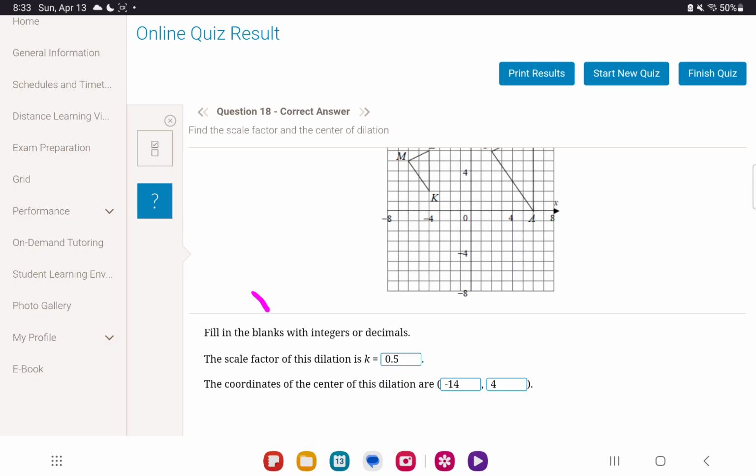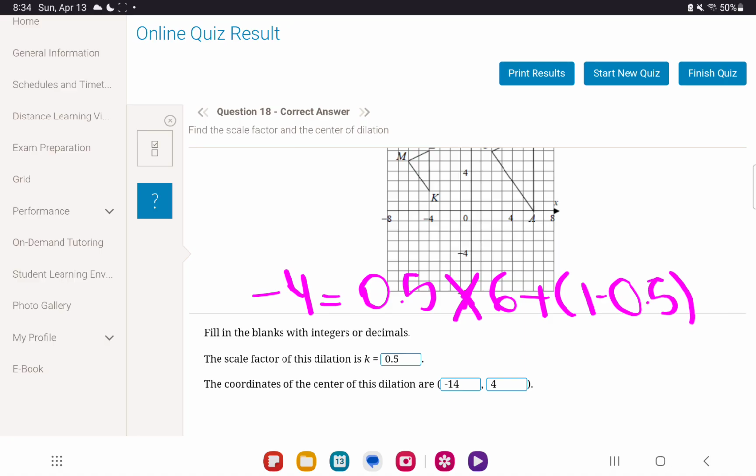So x prime, which is minus 4, equals k, which is 0.5, times x, which is 6, because like we said, it's times the normal one, 6, plus 1 minus 0.5, and then we want to find the a.